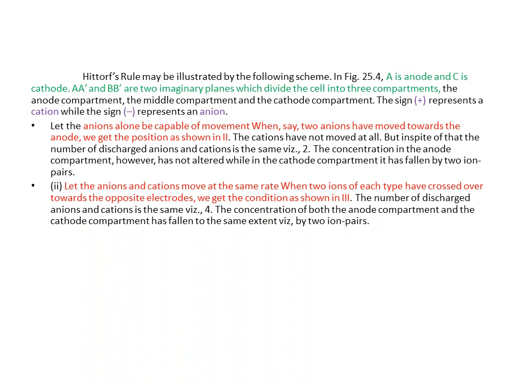Now let us consider the third case. Let the ions, such as cations and anions, move with the same rate. When two ion pairs are considered, that is 4 cations and 4 anions, crossed, anions from the cathode to the anode, and cations from the anode to the cathode, we get the condition as shown in the third state.